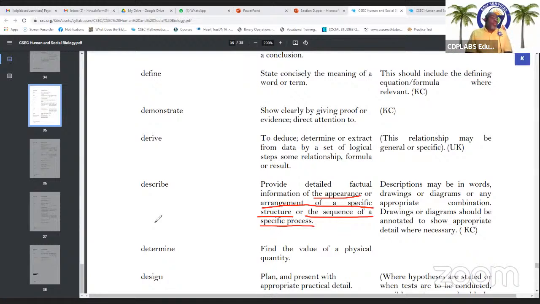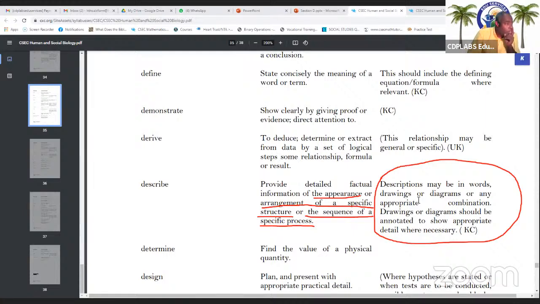Now, look at this. You want the grade one? Easy. Descriptions may be in what? Words, maybe. It doesn't have to be. Drawings or diagrams or any appropriate combination.